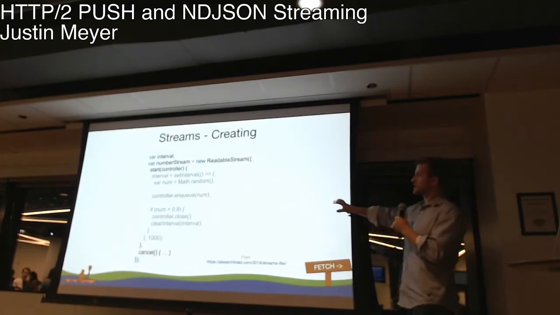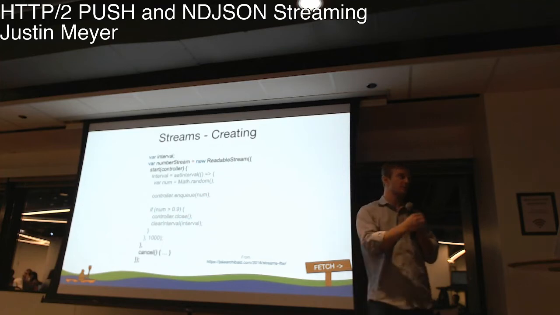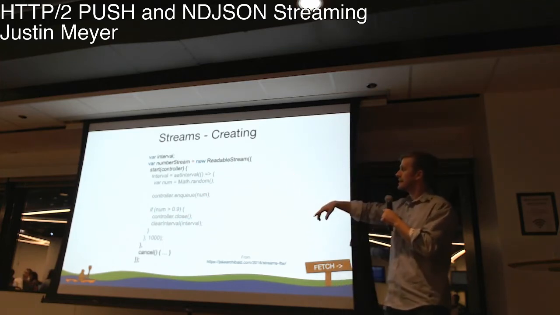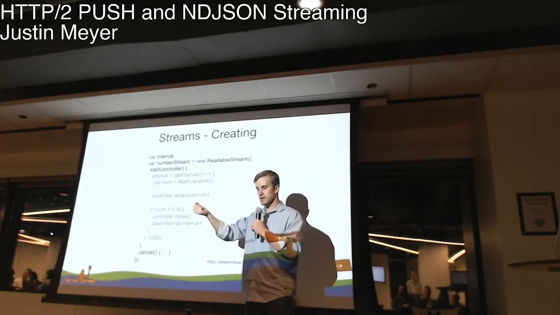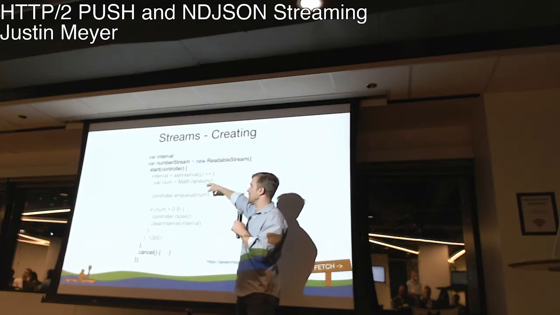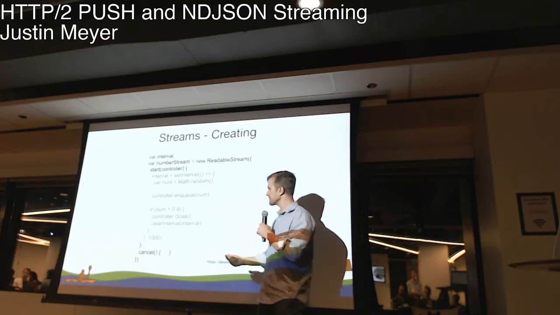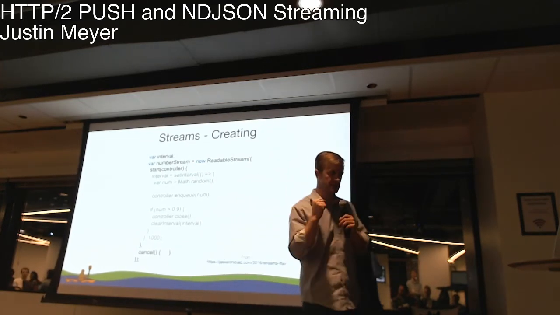So here's what it looks like to create our own readable stream that is going to emit random numbers over time. You can create a new instance of readable stream, and when someone connects to that readable stream and wants to start pulling values out of it, this start method will be called. And I'm going to show how we implement that in a second to emit random numbers. There's also a cancel that gets called when nobody is listening to that stream anymore.